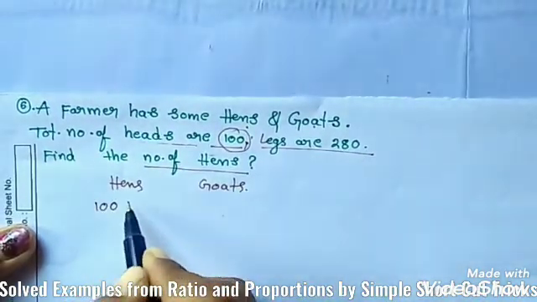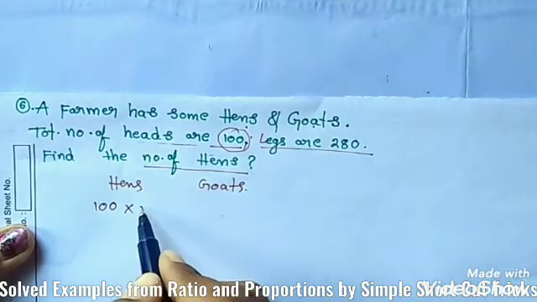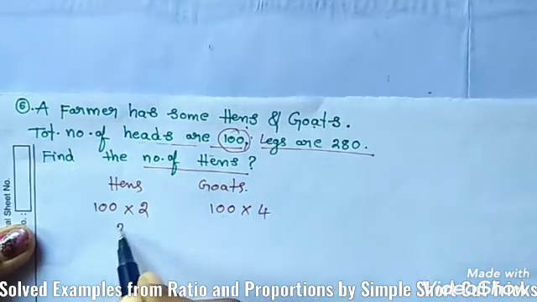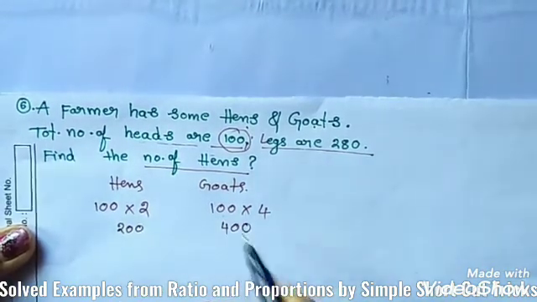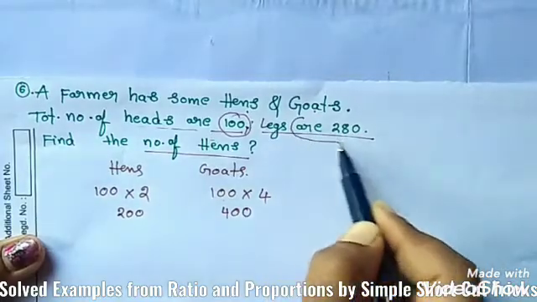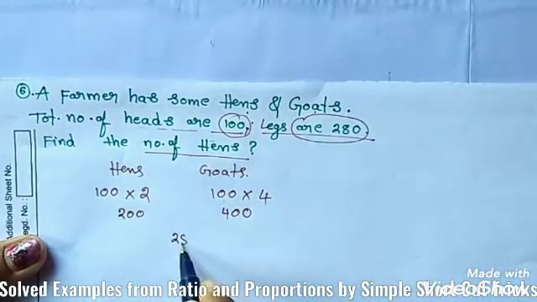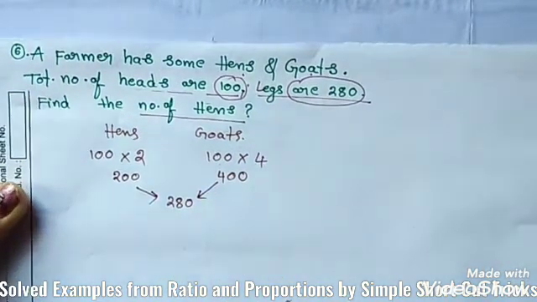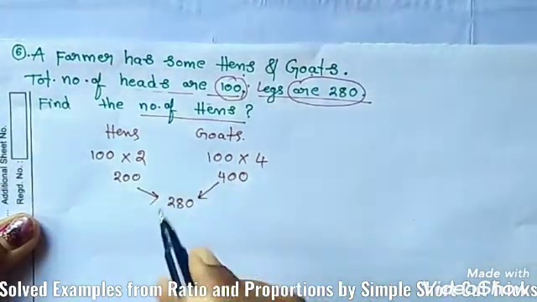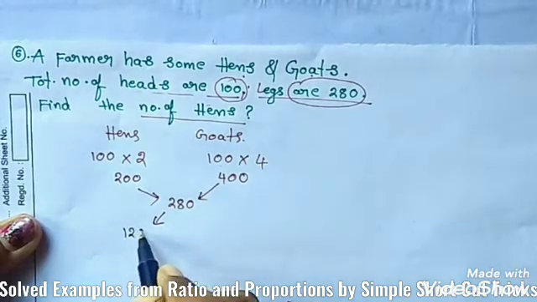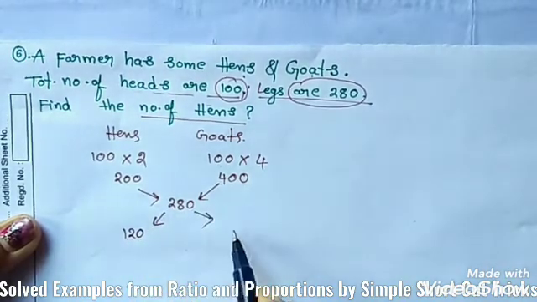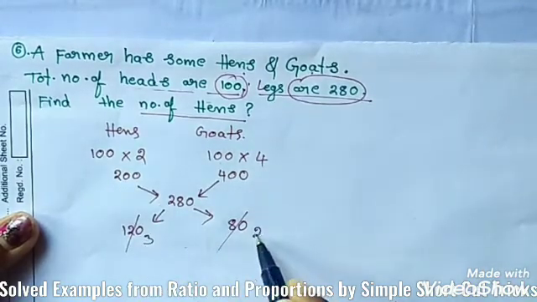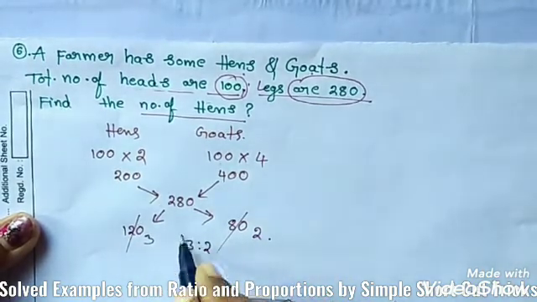Here 100 means hens have only 2 legs, so 100 into 2. Goats have 4 legs, so 100 into 4. So here 200, here 400. Total legs they have given here, 280. That 280 you have to write here in between these two answers. Now if you subtract 400 minus 280, that is 120, and 280 minus 200, 80. If you simplify this, 3 times here, 2 times, so 3 is to 2 is the ratio.